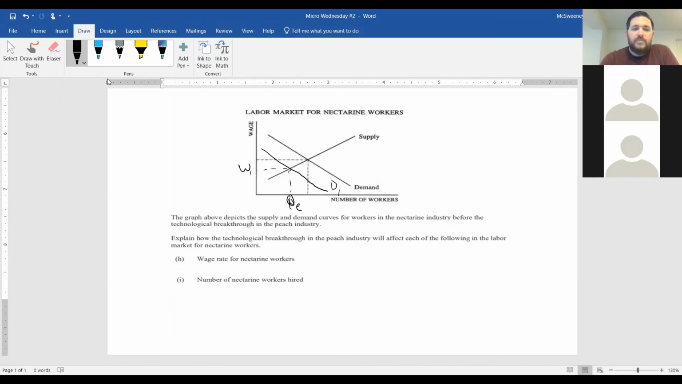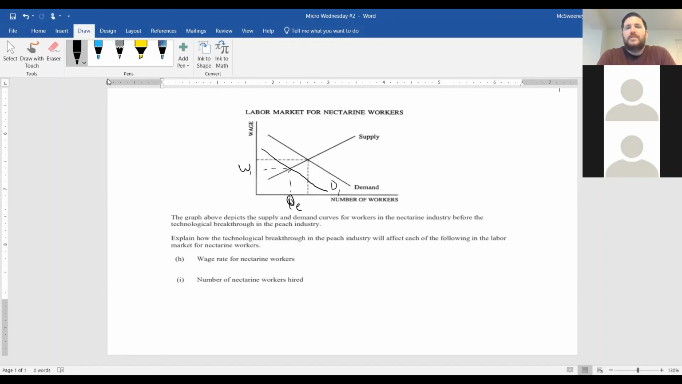So let's look at it. What happens to the wage rate for nectarine workers? Well, it's going to decrease. Why? Because the demand for nectarines is decreased, therefore the demand for labor is decreased. Therefore, our willingness to pay workers is also going to decrease. Therefore, wages decrease, less people are going to be willing to work, less people are hired. And number of nectarine workers hired, it's going to decrease.